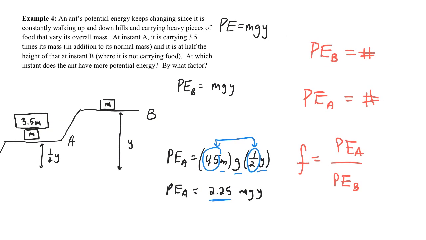I'm going to get 2.25, and I'll see that with the variables. Potential energy at A is 2.25 mgy. Potential energy at B is mgy. What happens to mgy over mgy? They cancel out. And what am I left with? 2.25. Yeah, that's exactly it.